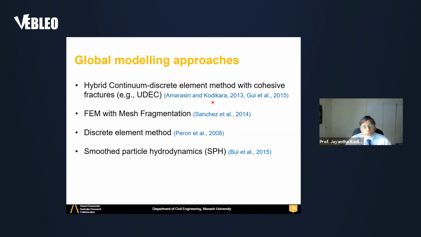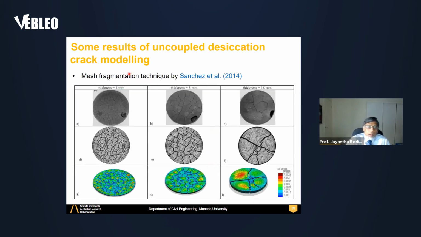Global modeling approaches. A hybrid continuum discrete element method with cohesive fractures, also using the JUDEC program, has been used. Then FEM with mesh fragmentation has been used. The discrete element method has been used, and the smoothed particle hydrodynamics, or SPH, particulate method has been used. This is an example using the mesh fragmentation technique by Marcelo Sanchez et al.